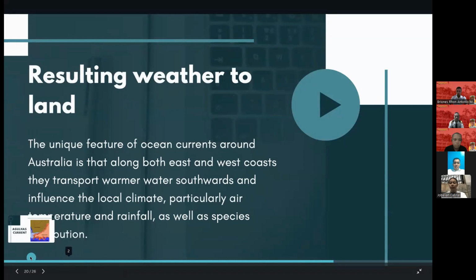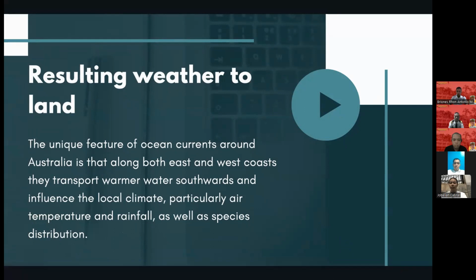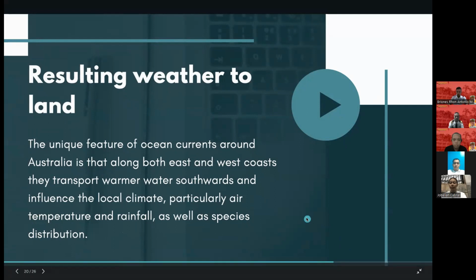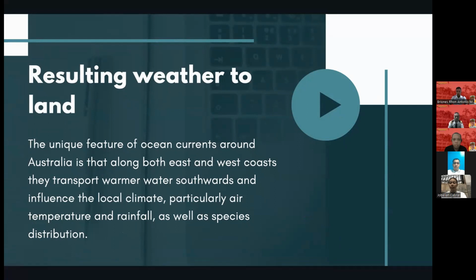Resulting weather to land. The unique feature of ocean currents around Australia is that along both east and west coast, they transport warmer water southwards and influence the local climate, particularly air temperature and rainfall, as well as species distribution.